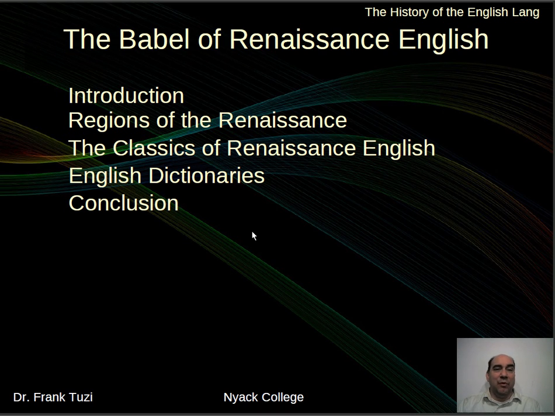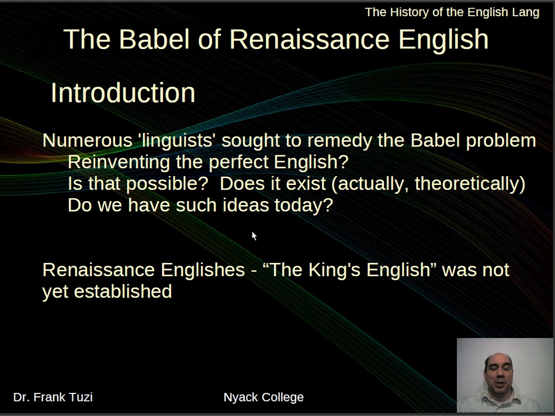Today we're going to be moving into early modern English and our discussion here on the history of English. And we'll be looking at some of the changes that were going on and some of the ideas that people had regarding how to create, quote unquote, the perfect English and the people in different classes who were using language in different ways. Again, most of this we should be able to understand in the writing anyway. Some of the words are going to be different, and certainly the pronunciations would be different. Let's take a look at the Babel of Renaissance English.